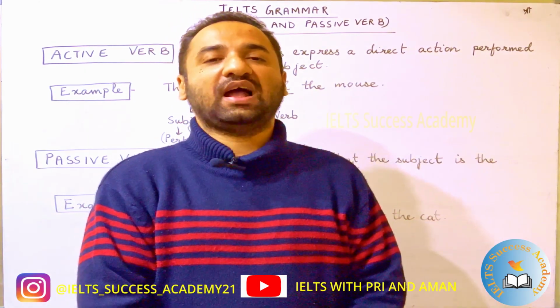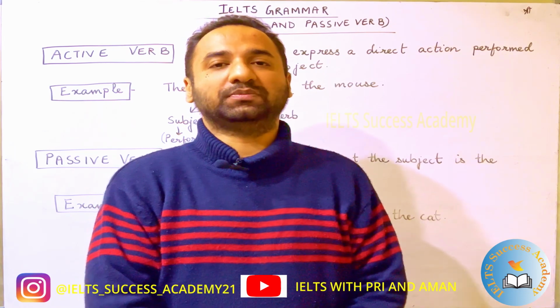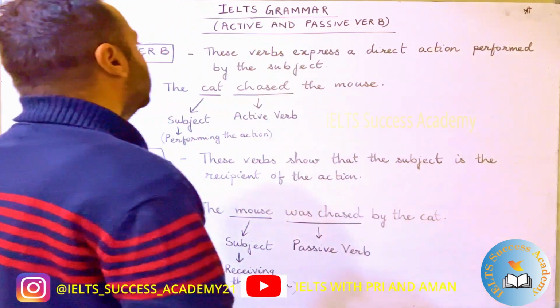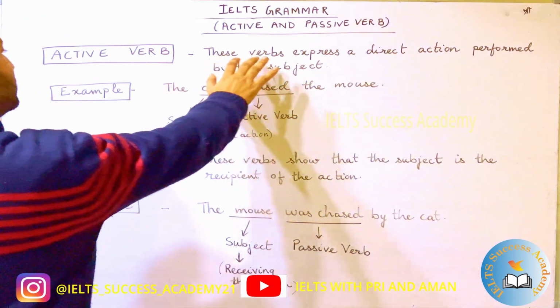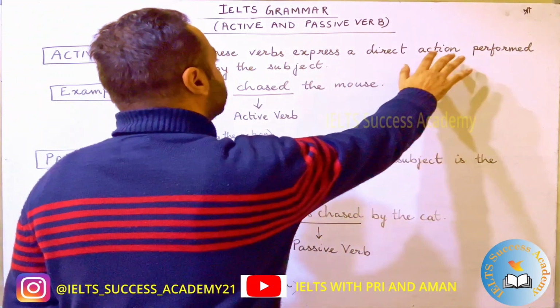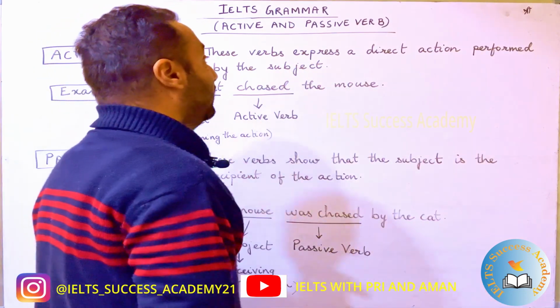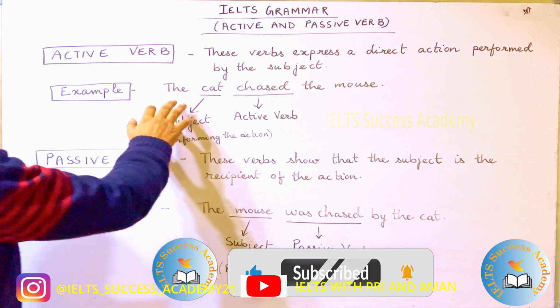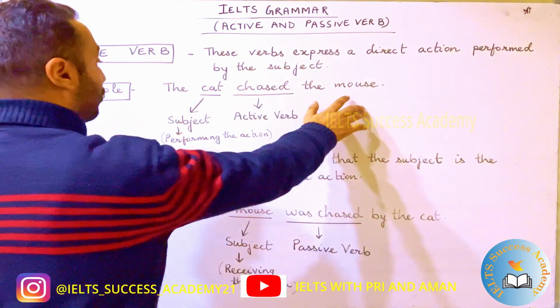And today we will discuss active and passive verbs. So let's look at what active verbs are first. These verbs express a direct action performed by the subject. In the example here, we can see the cat chased the mouse.